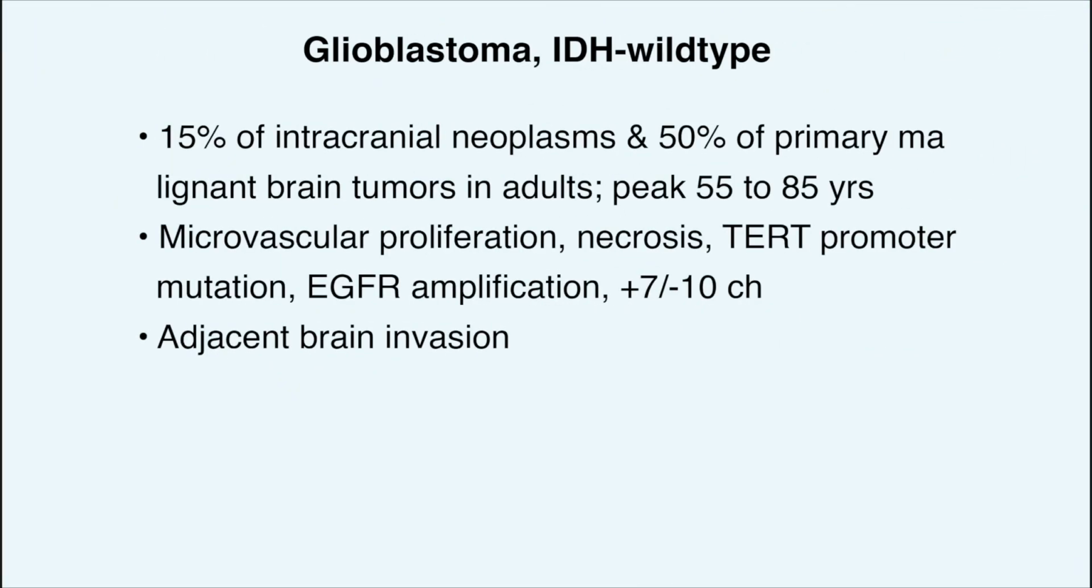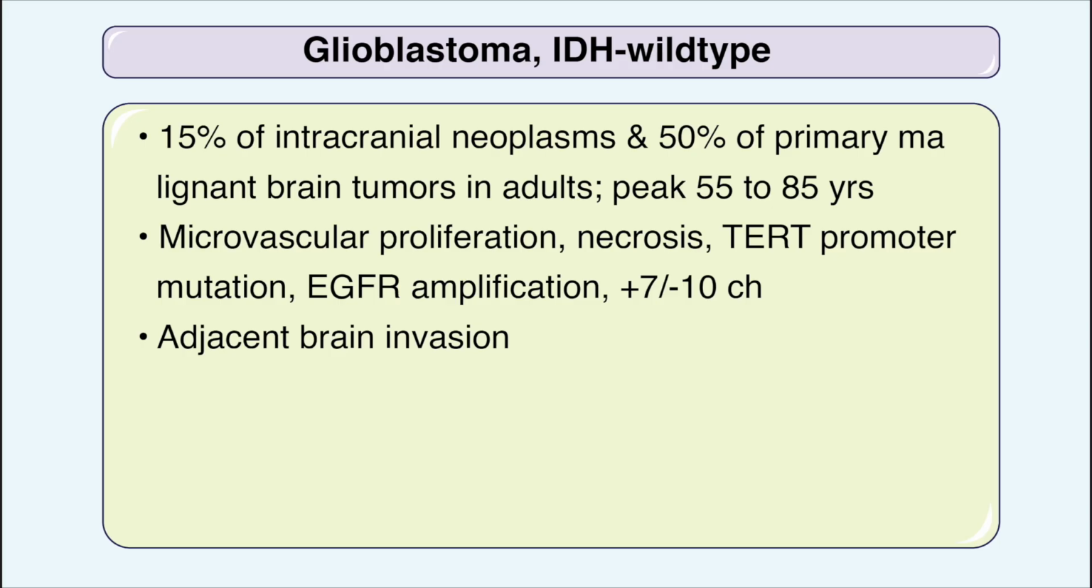Glioblastoma IDH-wildtype. It's a common tumor accounting for 15% of all intracranial neoplasms and about 50% of all primary malignant brain tumors in adults. It generally affects older adults with peak incidence between 55 to 85 years. It is characterized by one or more of the following histogenetic features: microvascular proliferation, necrosis, TERT promoter mutation, EGFR amplification, chromosome 7 gain and chromosome 10 loss. It's notorious for its invasion of neighboring brain structures.